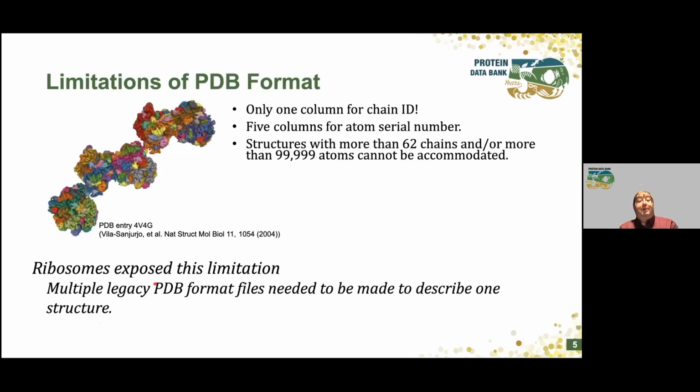So some of the other limitations of the PDB format. Well, there's only one column for the chain ID. And there are only 5 columns available for serial numbers. So this means you can have only essentially just under 100,000 atoms and 62 chains, polymer chains, because you have lowercase a through z, capital A through Z, and then the numbers 0 through 9.